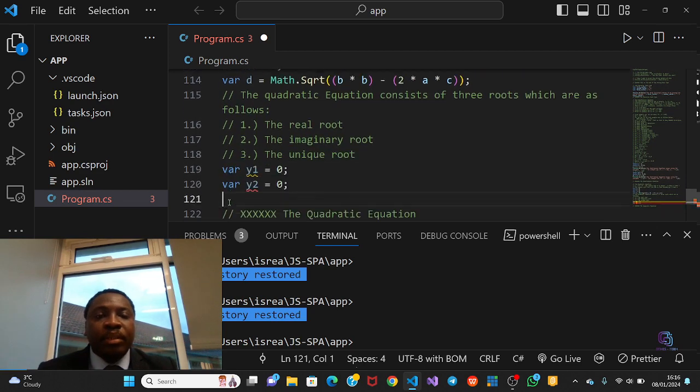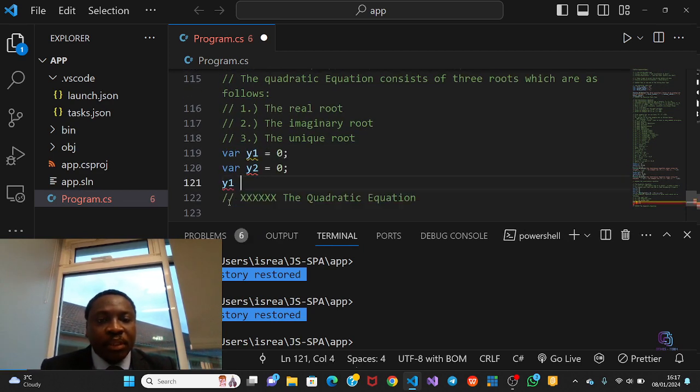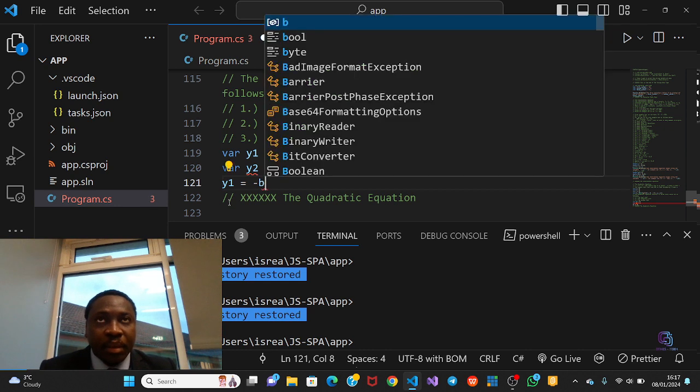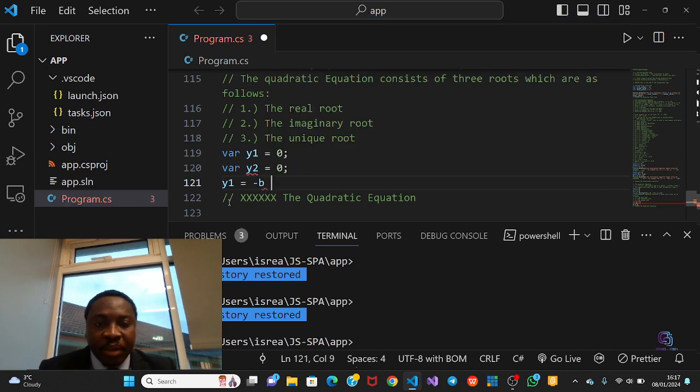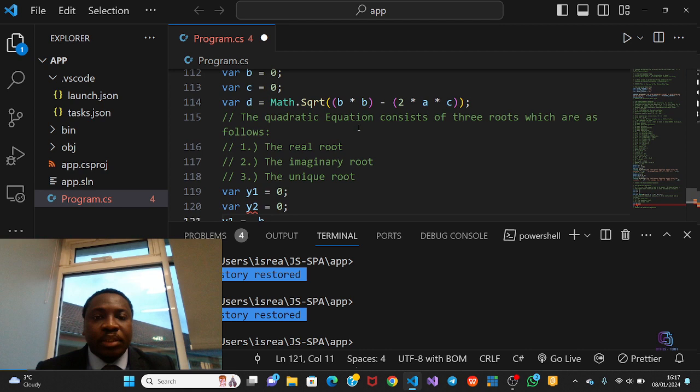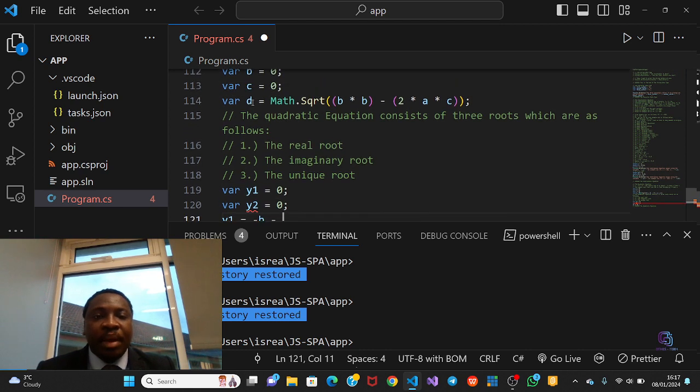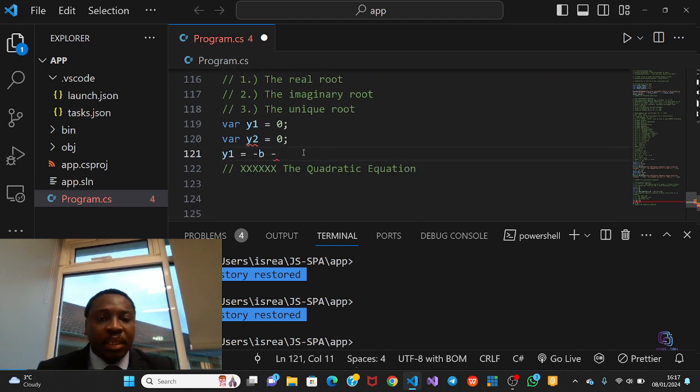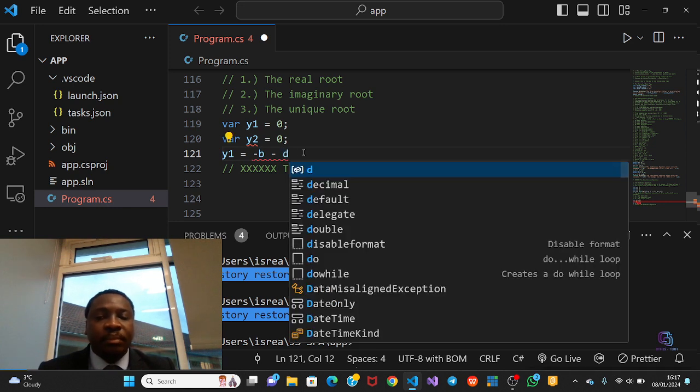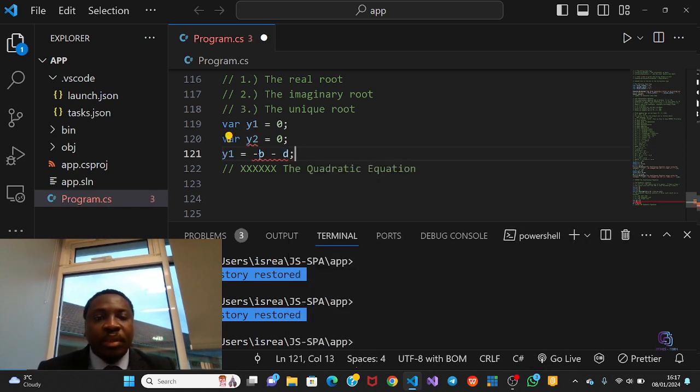So we continue with our formula. I can say y1 is equal to minus b minus d. Since the square root has been calculated, so minus b minus d. Why? Because the square root has been calculated, that's minus d. So with this, we have the first one.